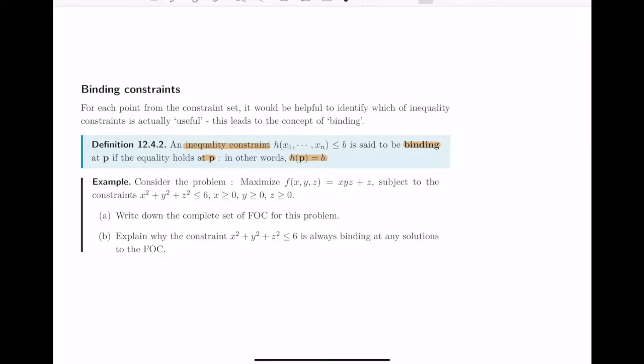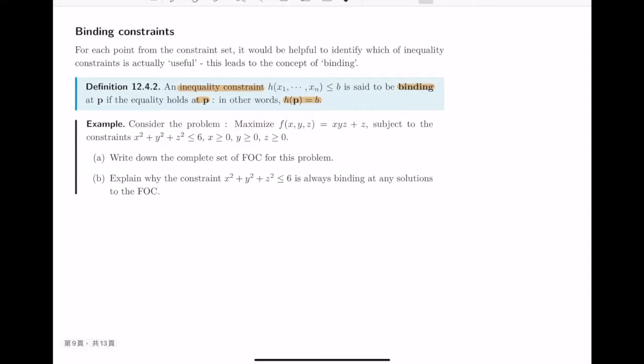So let's have a look at this example. I want to do an example with you. We try to maximize the objective function, in this case x times y times z plus z, subject to 4 inequality constraints. The first one is x squared plus y squared plus z squared less than or equal to 6. The next 3 are very symmetric and very simple. x greater than or equal to 0, y greater than or equal to 0, and z greater than or equal to 0.